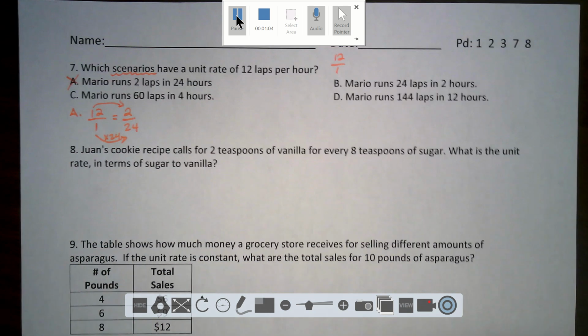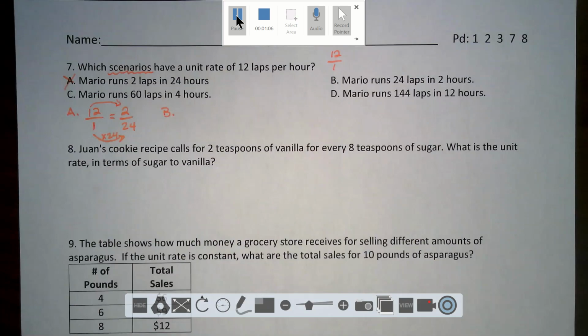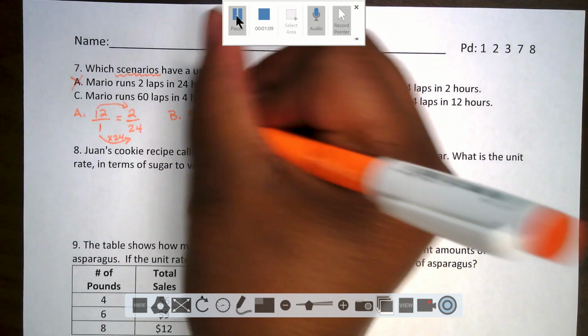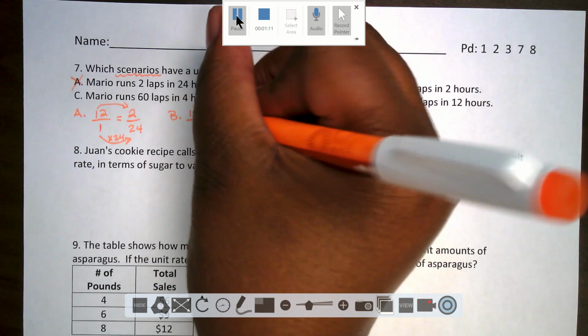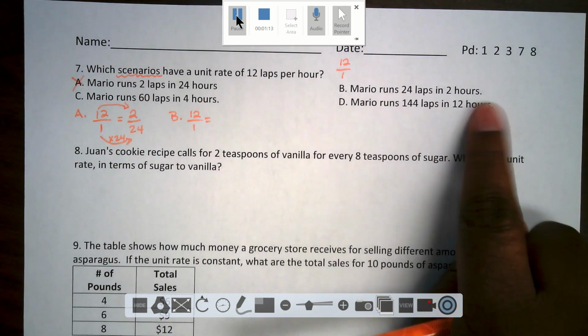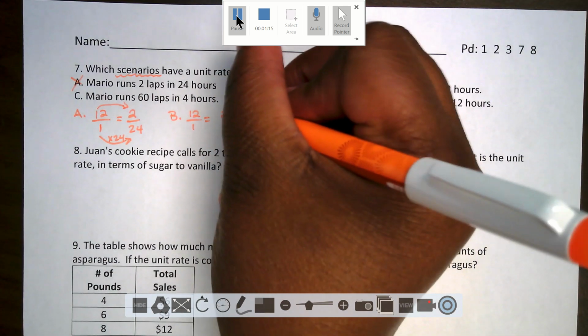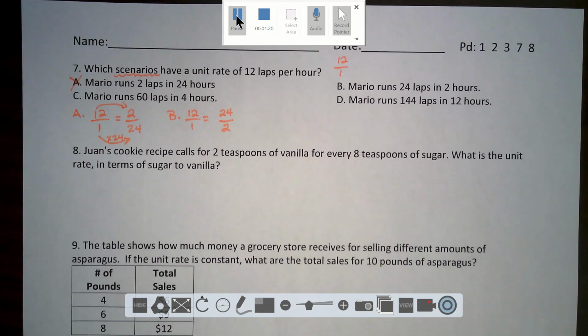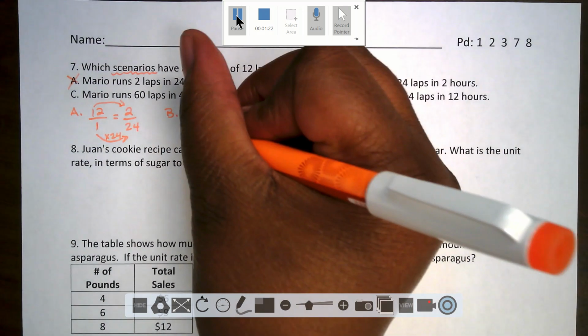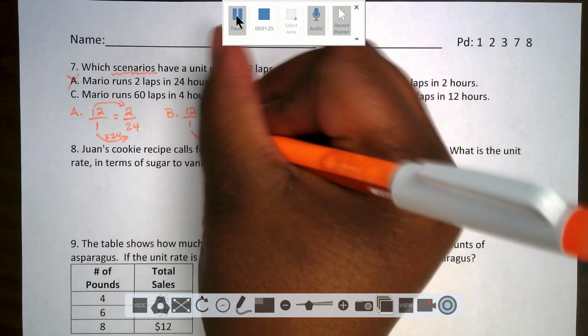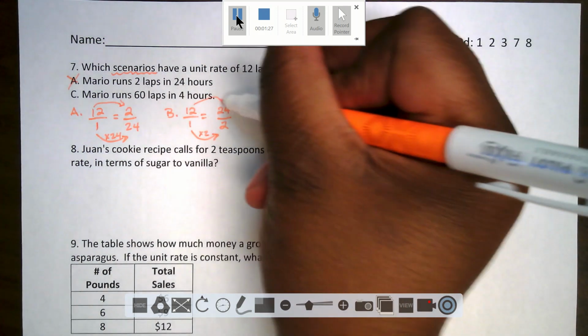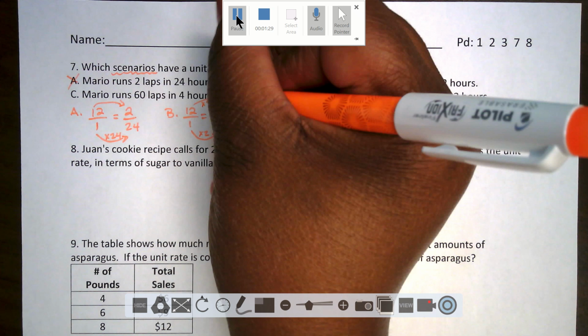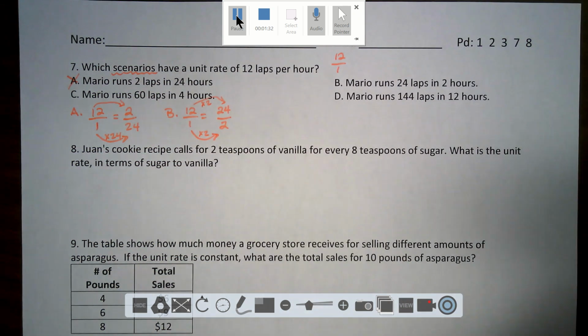Let's look at B. Let's see if this is equivalent. Our rate is 12 to 1, and we're going to set that equal to the 24 laps in 2 hours. All right, so remember, whatever we do to one part, we must do to the other. 1 going to 2 is times 2. So that means up here we need to also multiply by 2. And 12 times 2 is indeed 24. So B is one of our options. But remember, it says scenarios, so there could be another one.